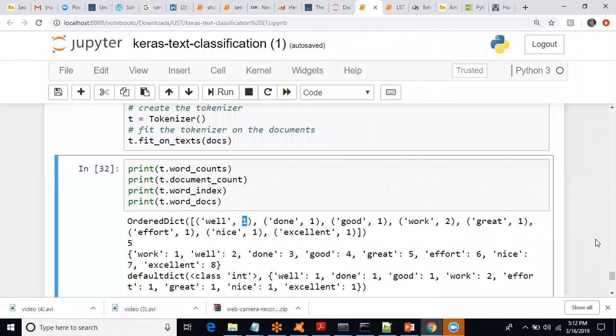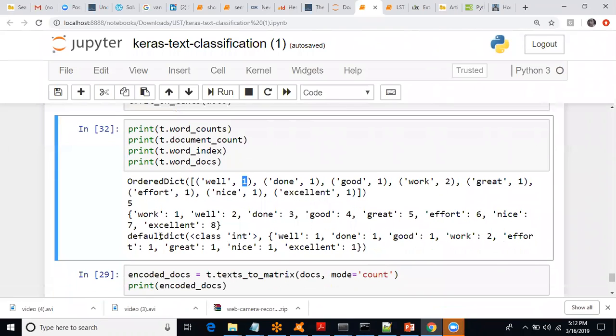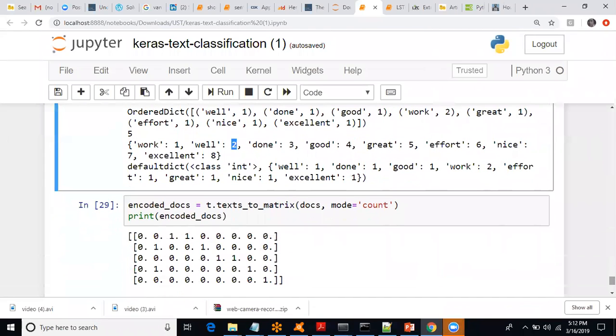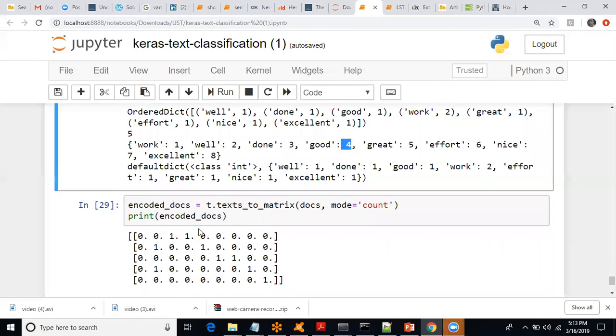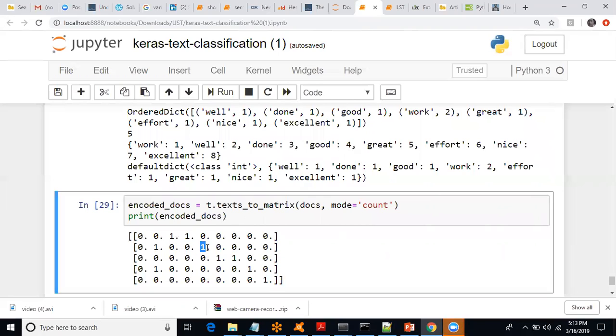So third print is which one? I need to run it again. And the fourth one is this one. Whale is at the second index, right? You can put 0, 1, 2. This one, second index is whale. Done is in the 3 index, so done is this one. Good in the 4th index, but good occurred in the second document, so it will come here. Like this. Great in the 5th, but great should be in the 3rd document. That's why it is here.